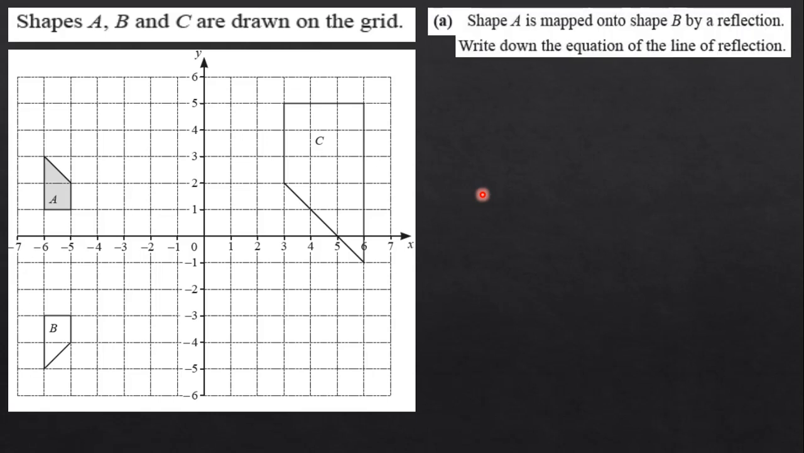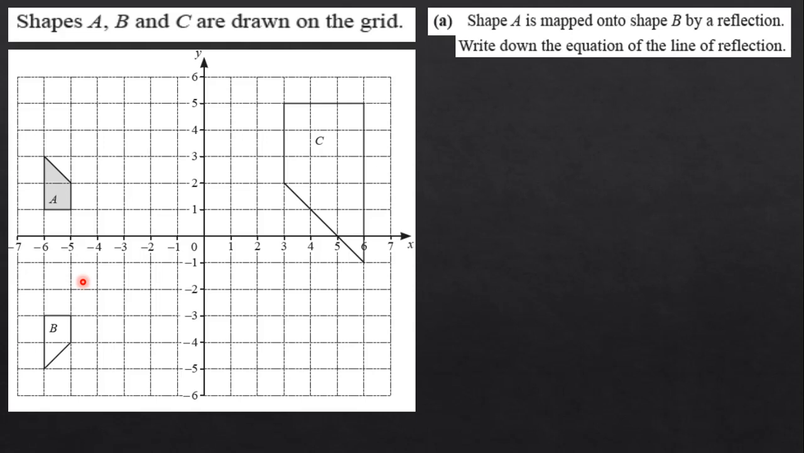In part A, students, what you have to do is, shape A is mapped onto shape B by reflection. You have to write down the equation of the line of reflection. Just consider any point of the figure A. Let us consider this point. If we see, the corresponding point of it is this vertex of the shape B. Now the distance between them is 1, 2, 3, 4. If we divide them equally, since it is a reflection, we will get the line of reflection.